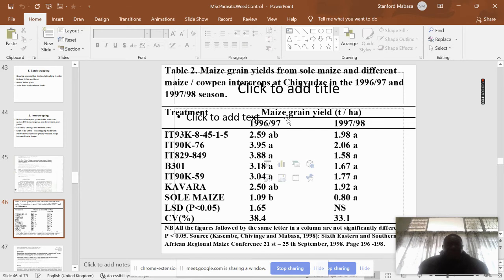This data is from Kasembe. You can see where there's sole maize, there's low yield. This is in Striga-infested areas. If you put cowpea, there was an increase in grain yield. It didn't matter which cowpeas, but of course there are some cowpeas which are better in terms of increasing the yields.